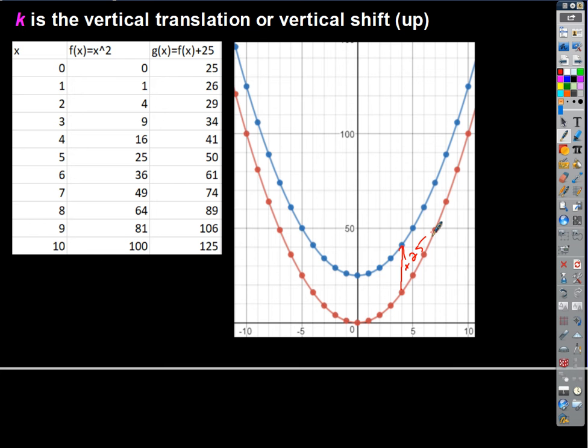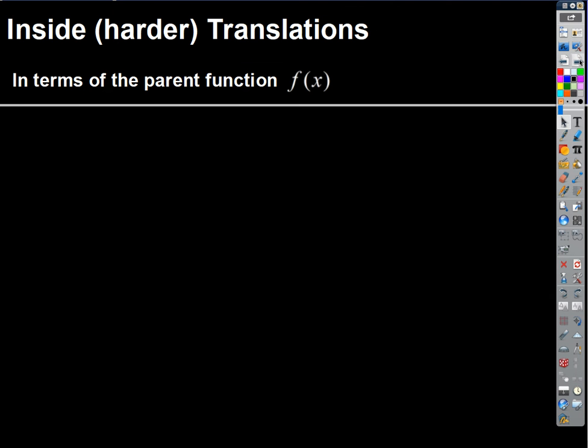No big deal. Now the one that's a little tougher, maybe to wrap your brain around at first at least, is this guy, the inside transformation. What'd you find? If we introduce a new parameter h, and h is the value that we're going to add or subtract to the input, not the output. So this is an inside transformation. These are a little tougher. What'd you find?